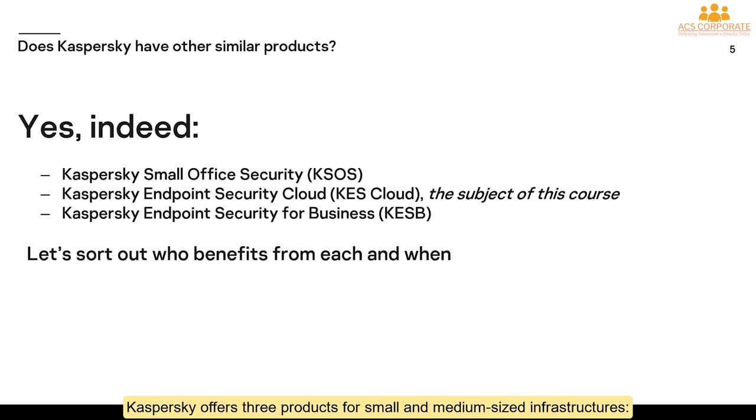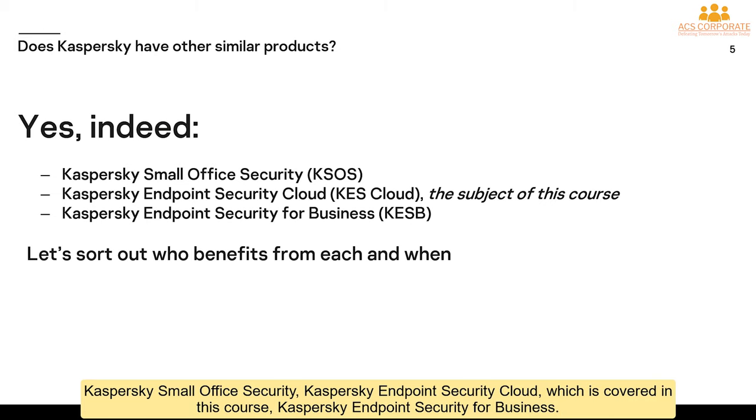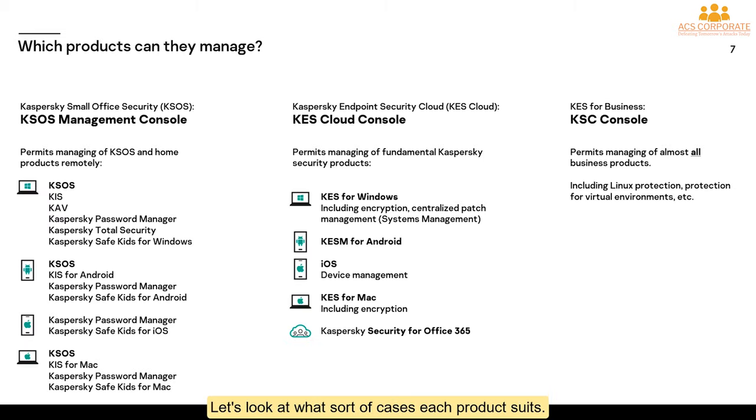Kaspersky offers three products for small and medium-sized infrastructures: Kaspersky Small Office Security, Kaspersky Endpoint Security Cloud, which is covered in this course, and Kaspersky Endpoint Security for Business. Let's look at what sort of cases each product suits.